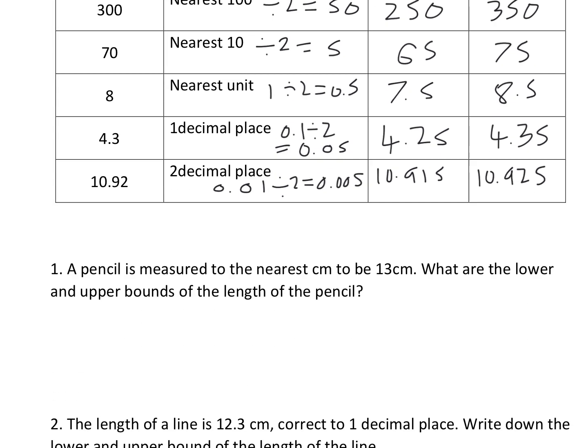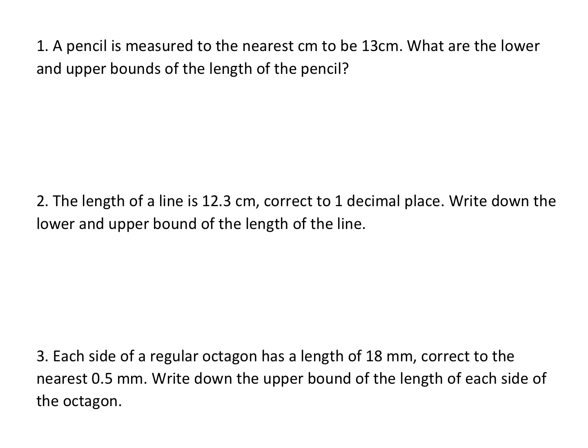Okay, let's look at some applications. A pencil is measured to the nearest centimetre to be 13 centimetres. What are the lower and upper bounds of the length of the pencil? So if it's rounded to the nearest centimetre, then it's been rounded to the nearest unit or whole number. So the upper bound would be half of a unit, or 0.5 above, so 13.5. And the lower bound would be half a unit, 0.5 below 13, or 12.5.